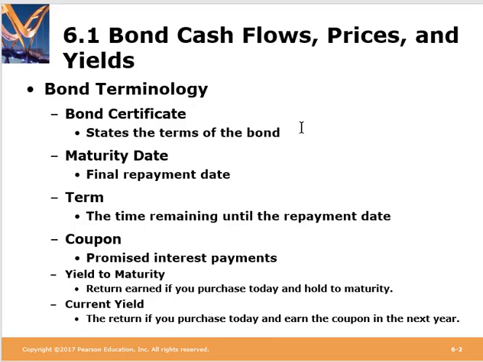We have a bond certificate. Basically, it's a contract of sorts. It states what the terms of the bond are. This particular debt, just like most debt, has a maturity date. There's a final date of repayment. The time or the term is the time that's remaining until that repayment date. And just like every debt, there are some interest payments. With respect to bonds, we refer to them as coupons.